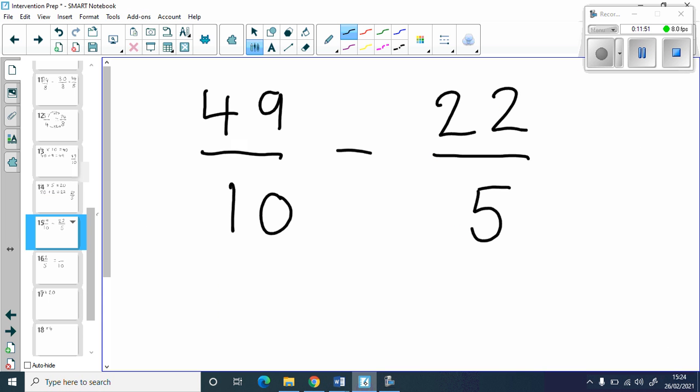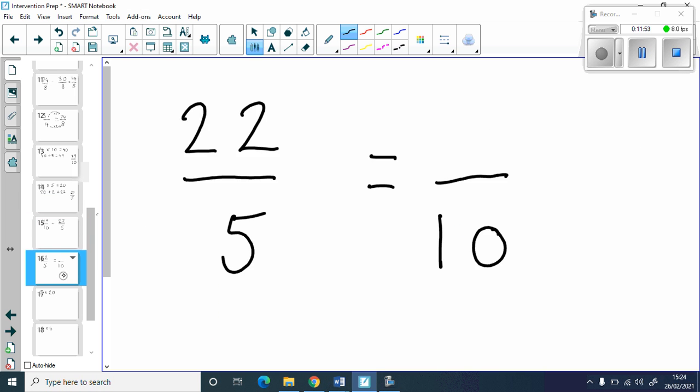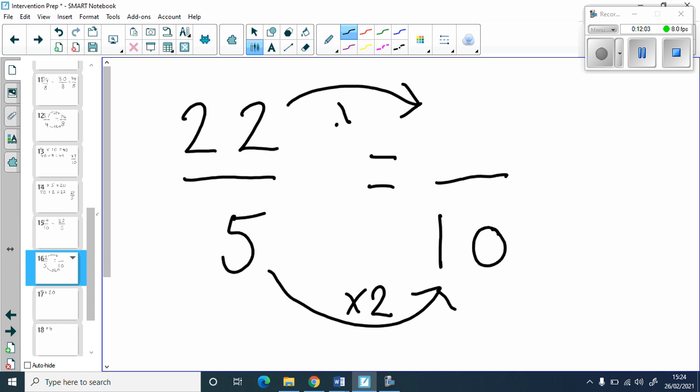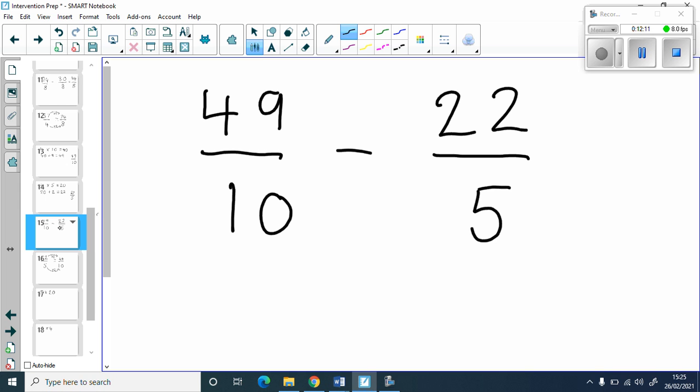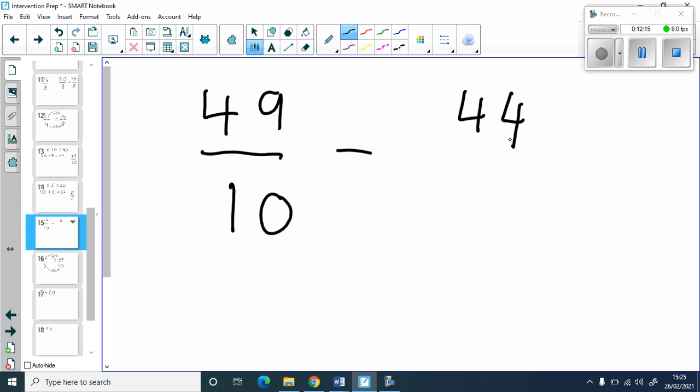So start with the smaller one, put it to the bigger one. 22 over 5. How do I get from 5 to 10? Multiply it by 2. Whatever you do to your denominator, you do to your numerator. So you've got 22 times by 2. Take it one digit at a time if you want. So 2 times 2 is 4, 2 times 2 is 4. 44. And now all we've done is we converted our 22/5 into 44 over 10.